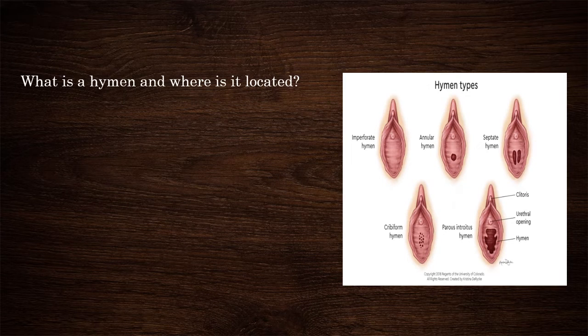The next question to ask is, what is a hymen and where is it located? Because in the previous slide or slides, I was not able to mention the hymen. In this slide, we will focus on the hymen in order for us to evaluate whether or not the hymen is an important element in the crime of rape.